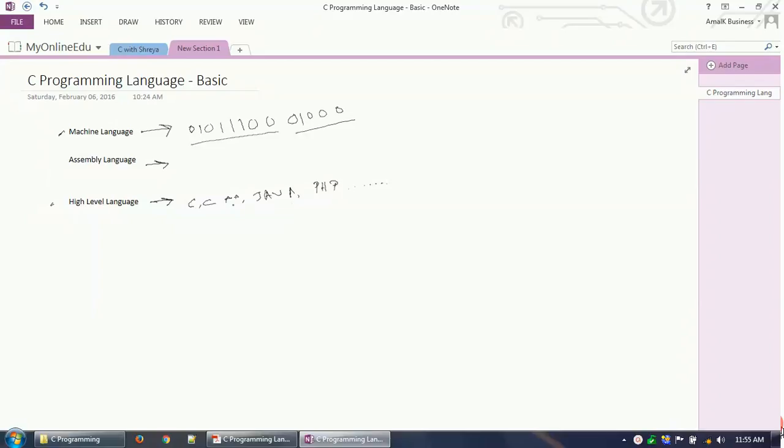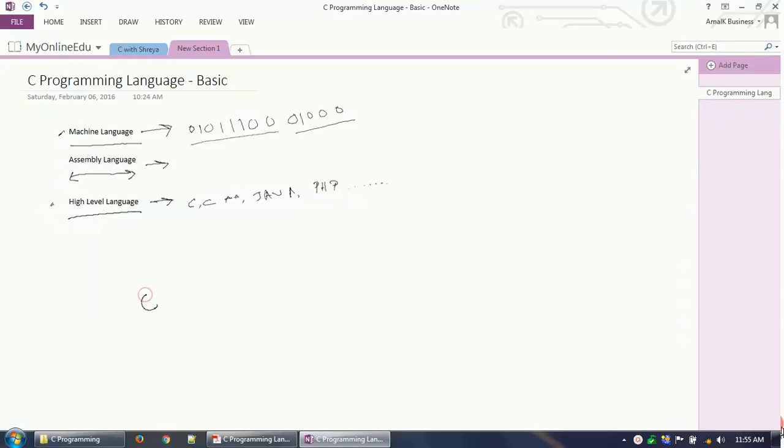Now, machine language is only understood by the computer, and normally we human beings write programs in high level language. Many programmers prefer assembly language, but we are not going into the details of assembly language in this particular basic video tutorial. We'll do it later on, but not now. So high level languages are the programming languages that we human beings understand.